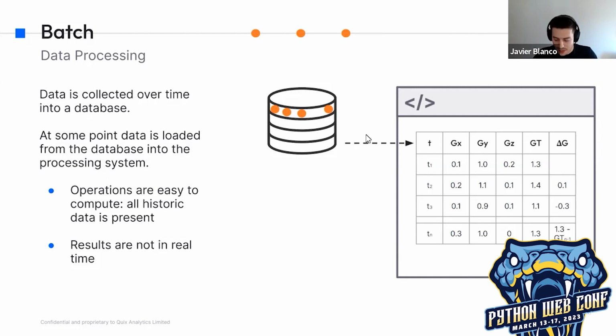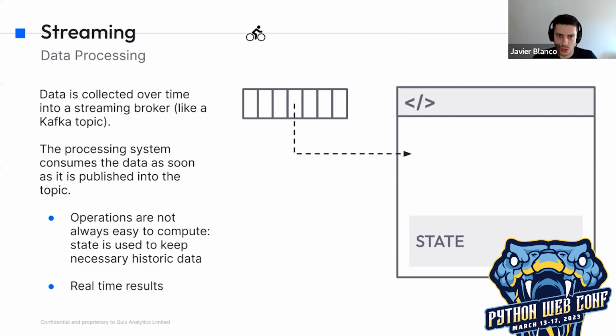Good, so this is batch. This is what we know. Let's see what streaming looks like. In a streaming world, the bike will produce data points just as it was doing in the batch world. But instead of being database-centric, the streaming world is streaming-broker-centric. Like, this is a streaming broker, like a Kafka topic, to be specific about one technology.